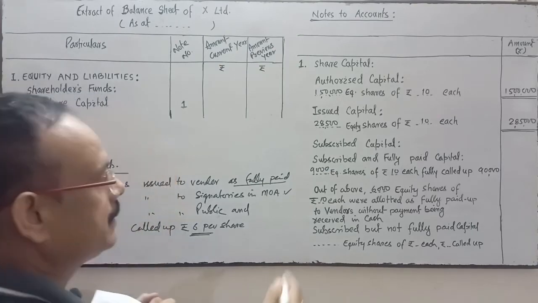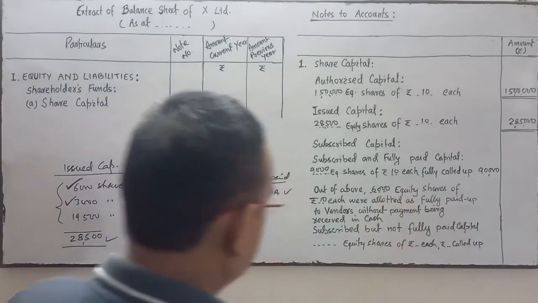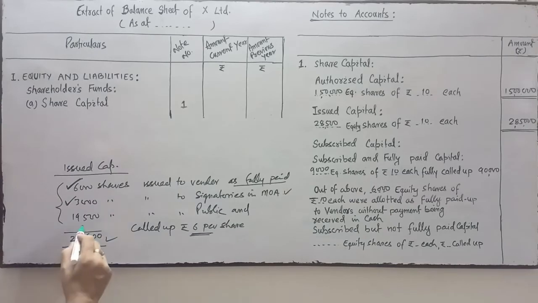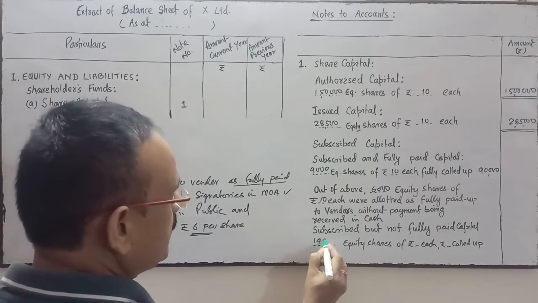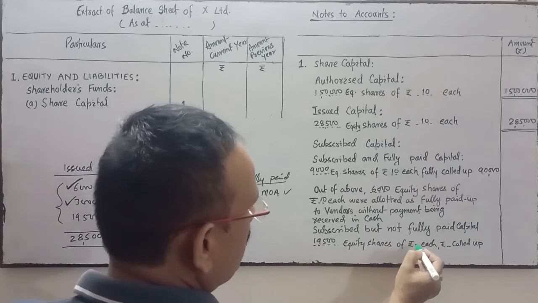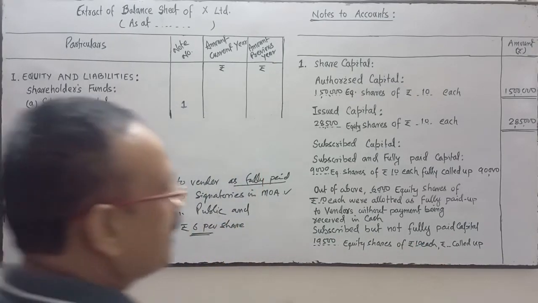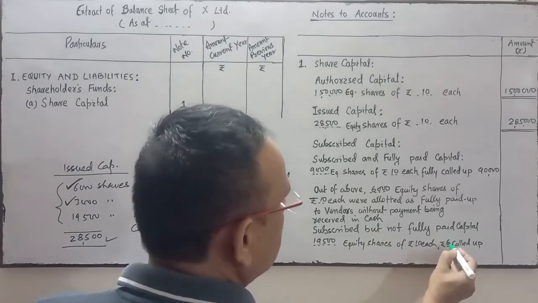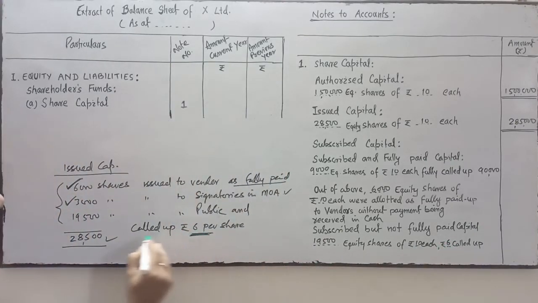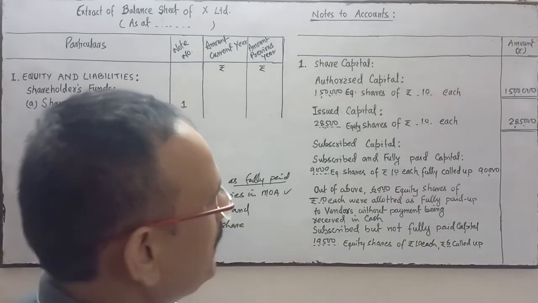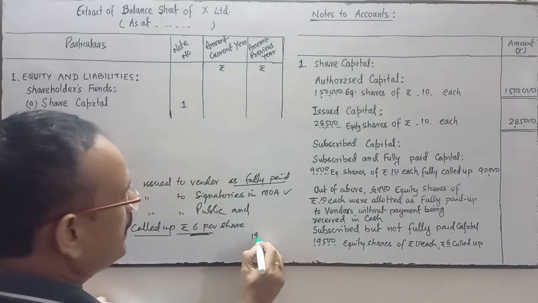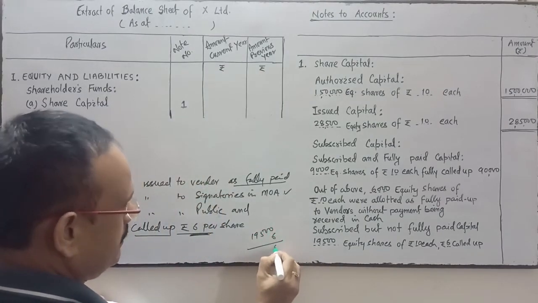And next is subscribed but not fully paid. Which one? I am talking about 19,500 equity shares, not fully paid, of rupees 10 each, and rupees 6 only called up. Only how much called up? 6 rupees. Out of 10, the company has called only 6 rupees. So 19,500 into 6.